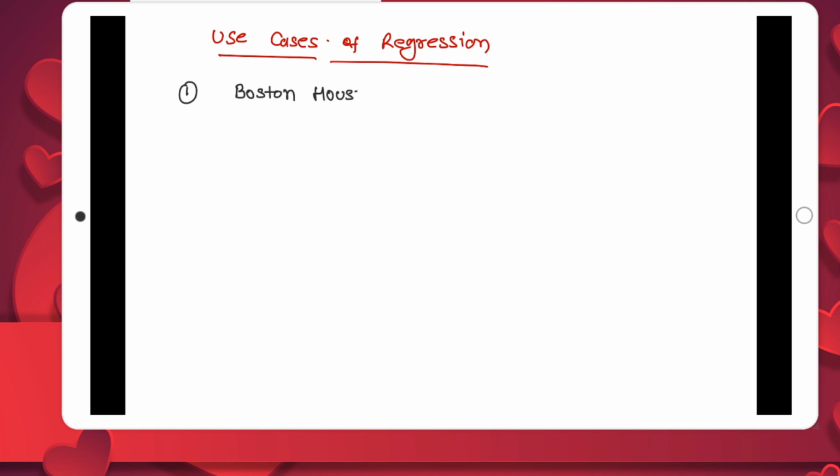So what are the use cases? Let's go ahead and discuss the use cases of regression. The very first use case which comes to mind whenever we start our machine learning algorithms in general is Boston housing price prediction.